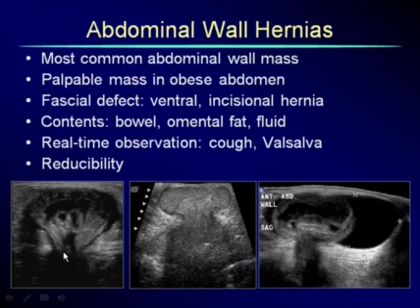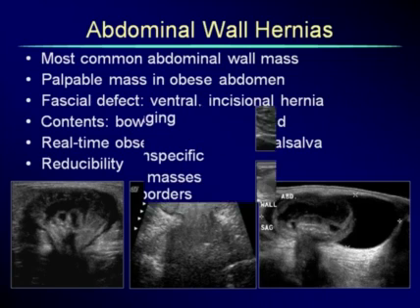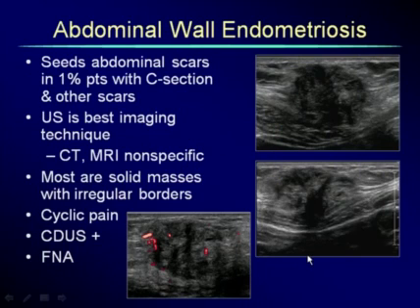These are related to fascial defects. It might just be an incisional defect through which bowel loops, omental fat, and sometimes fluid herniate. You can use maneuvers: ask the patient to cough, do a Valsalva maneuver, and the hernia becomes more prominent. You can push it, try to push contents back in, and see if it's reducible. So those are the hernias.